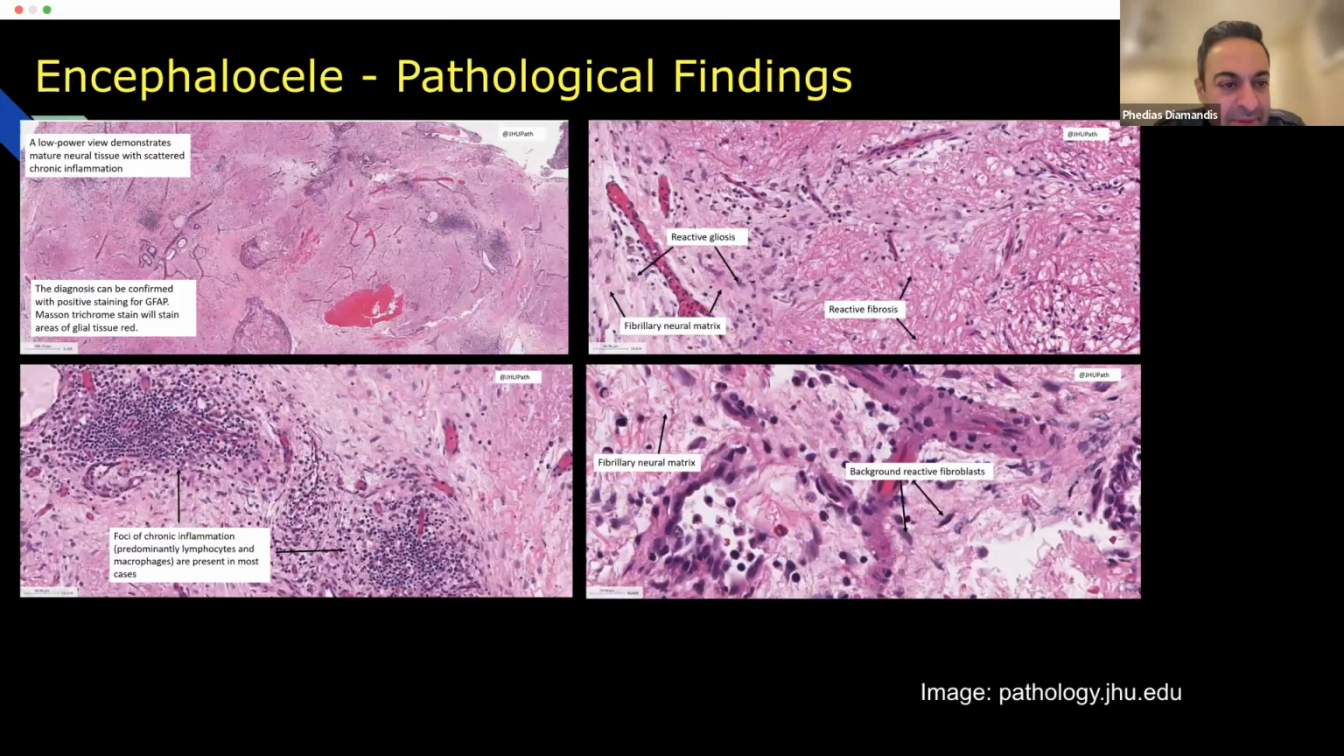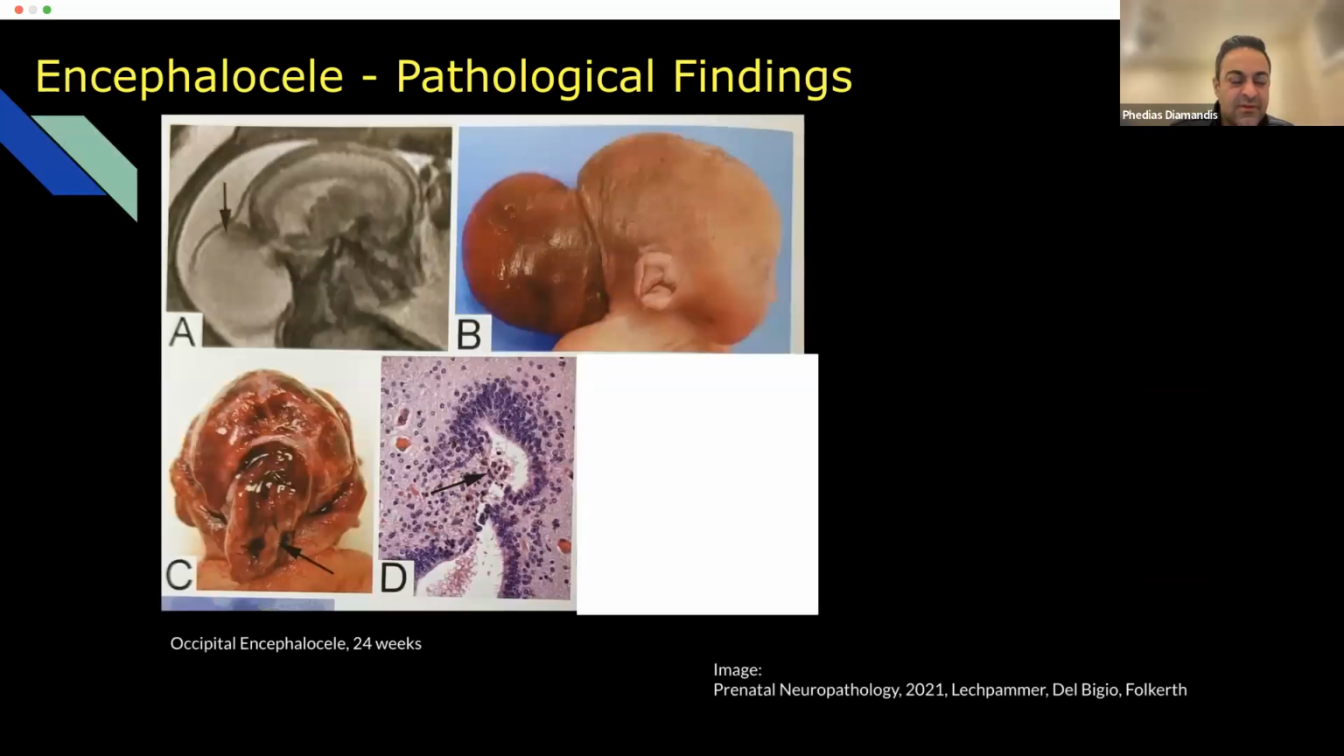Here are some microscopic images, again showing brain tissue. There's inflammation. It's highly vascularized, reactive tissue, does not look to be happy. Again, it doesn't have that protective skull barrier, so it's subject to mechanical force and physical force of the external environment, even though there's no direct contact with the external environment.